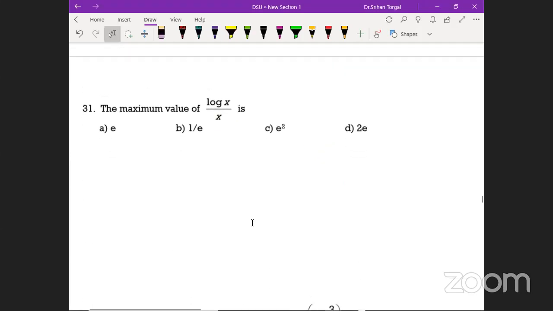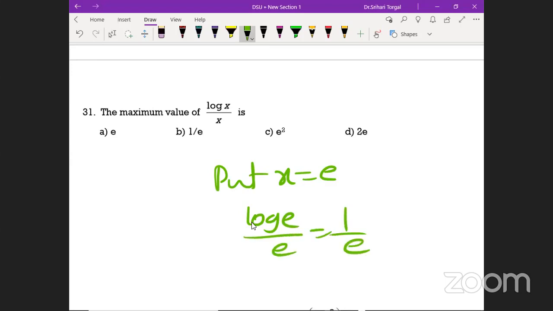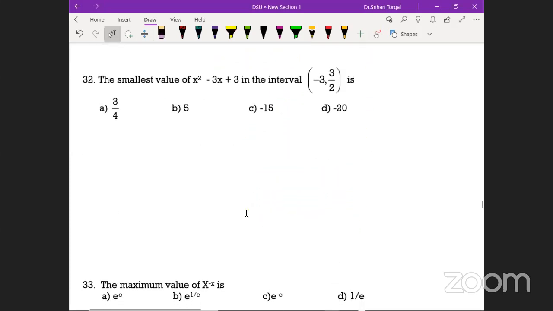Now tell me, what is the answer? I told you already. When there is log x in numerator and x in denominator, you have to put x equal to what? E. Then you will get log e by e. Answer is 1 by e. Option B. Very good. Good. Yes.